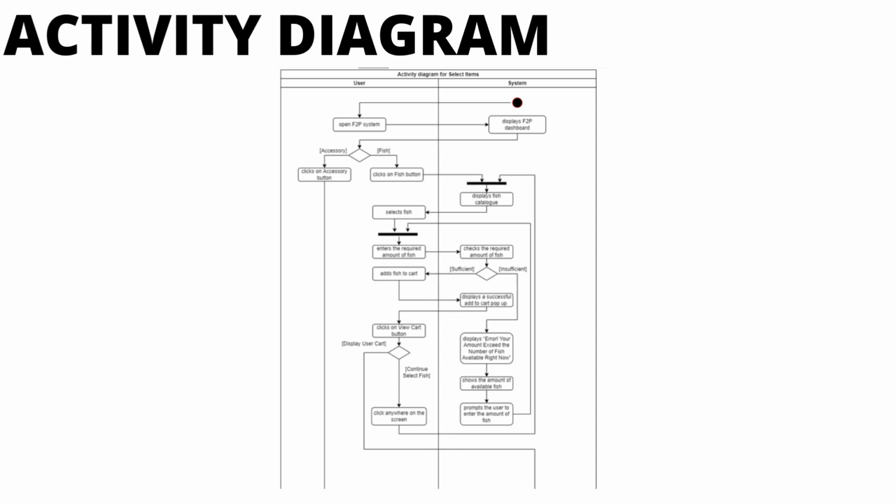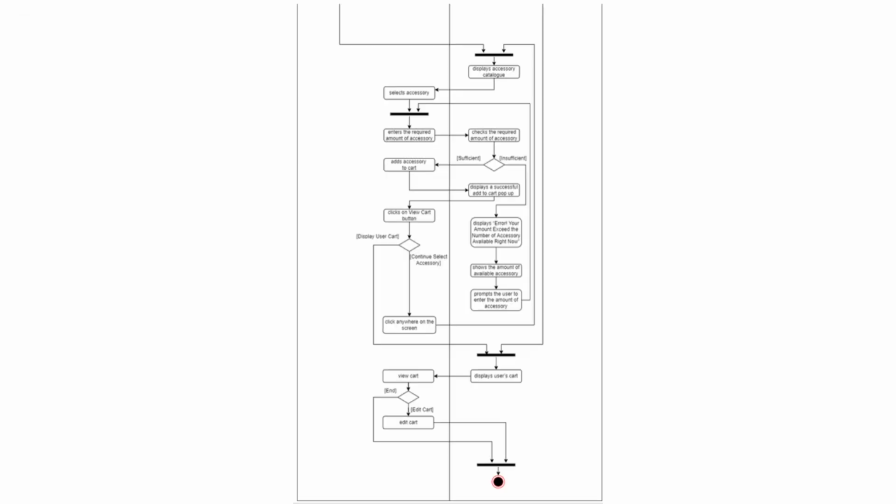Okay, next, if the user clicks on the view cart button, it will display the user cart. Then we'll continue with select fish. Then the user can click anywhere on the screen. Okay, next for the display accessory catalog, if the user selects accessory, it will be the same as the fish. So I think I will not be repeating the same process, but I will explain a bit at the end of the process.